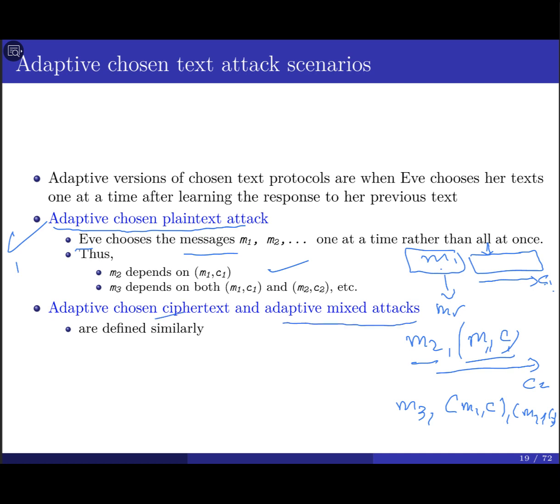The mixed attack is the same thing that we talked about, the mixed chosen plaintext and chosen ciphertext attack. That means you choose some plaintext or some ciphertext, but one at a time. Okay, those are the attack scenarios that we have in general, based on the information that Eve can have.